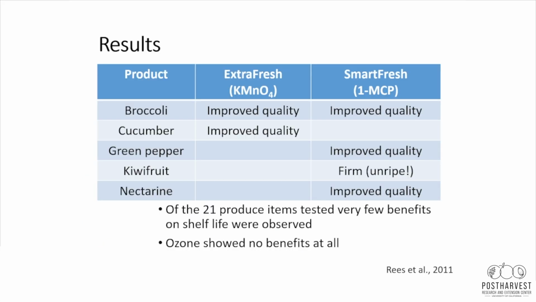So let's see the results on the products. They stored broccoli, cucumber, green peppers, kiwi fruit, and nectarine. And they found that potassium permanganate, or Extra Fresh, improved the quality only of broccoli and cucumber, whereas 1-MCP, or SmartFresh, improved the quality of broccoli. Green pepper, kiwi fruit, and nectarine remained unripe.